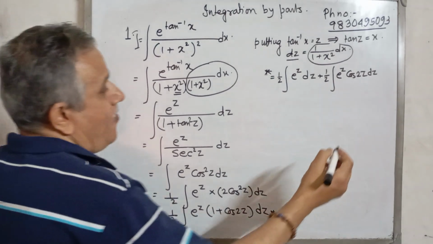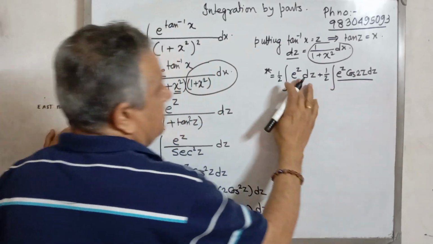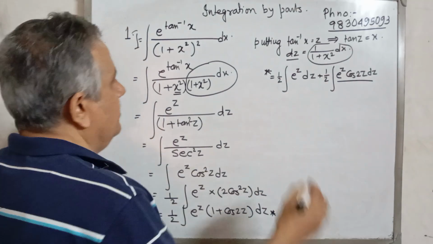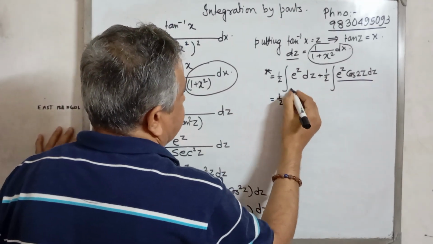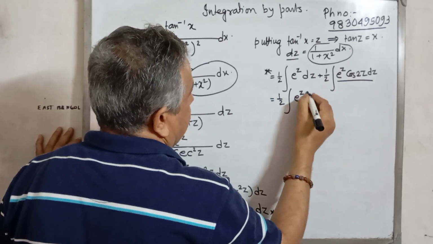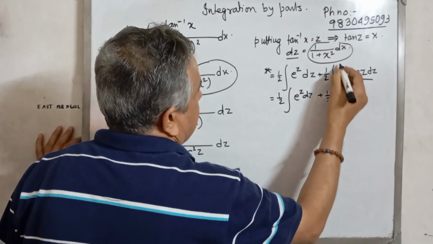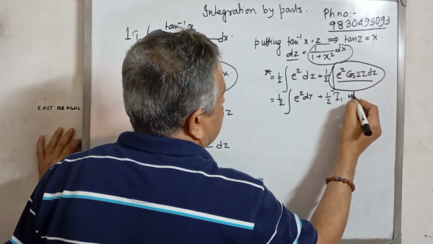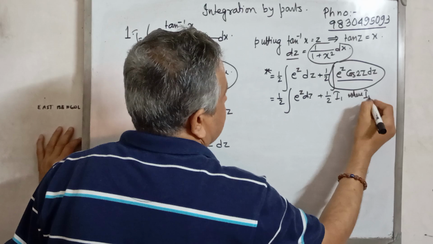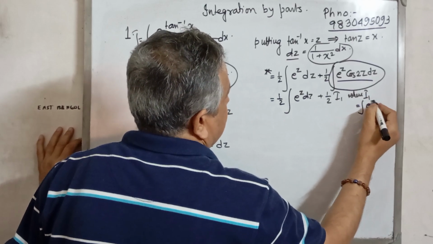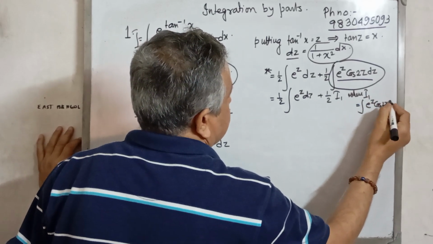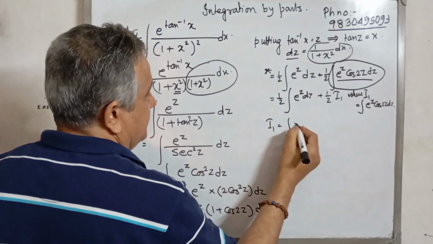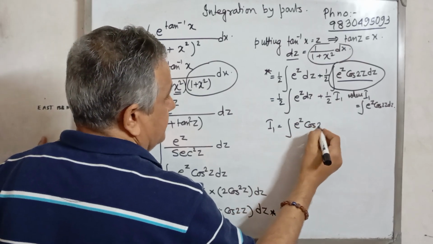Now we have to integrate by parts in this part. The integration of e to the power z is only e to the power z, so it is no problem. Now let this be taken as I1, where I1 is integration e to the power z cos 2z dz.